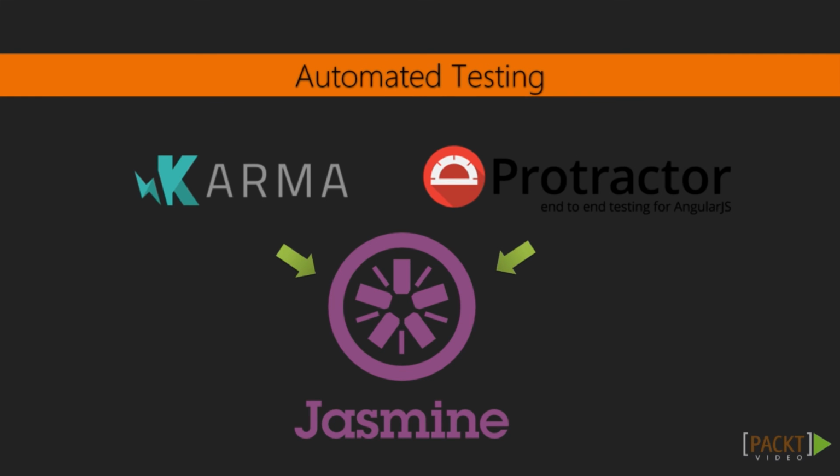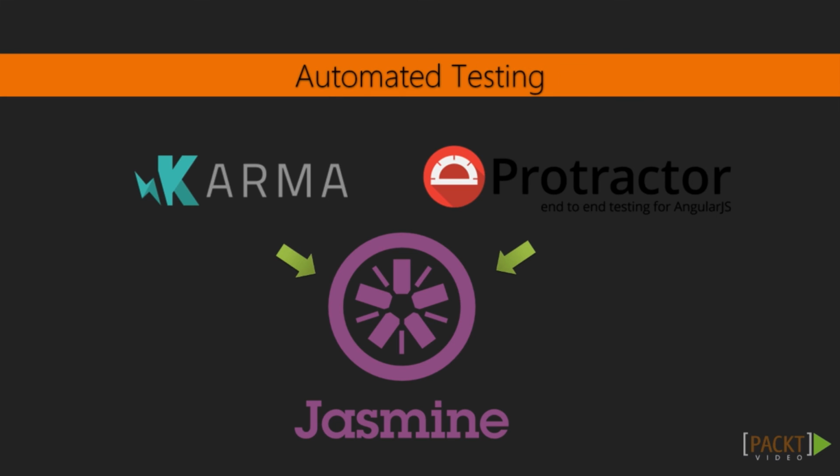AngularJS is compatible with many different tools to deal with unit and end-to-end tests. In this course, however, since we're just starting out, we're going to focus on the tools officially supported by the Angular team. Those tools are called Karma and Protractor, test runners for unit and end-to-end tests respectively. Both tools are compatible with the Jasmine framework.